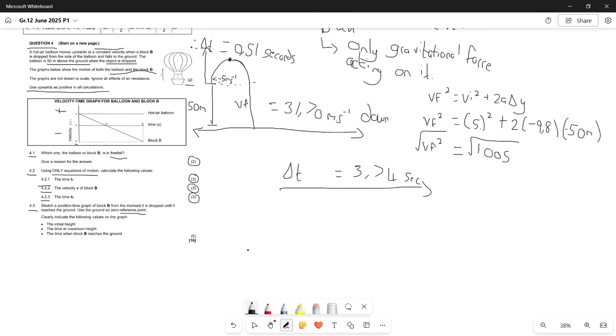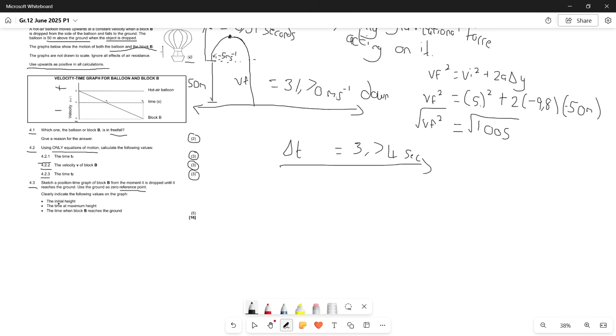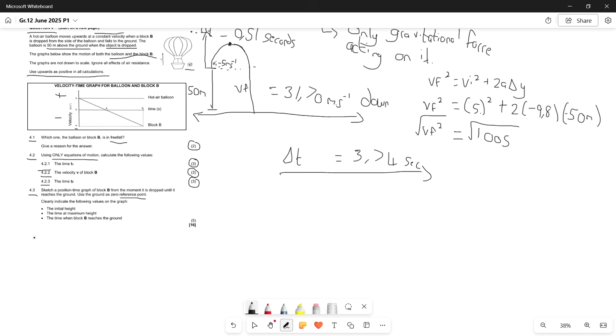Clearly indicate the following values on the graph: the initial height, the time at maximum height, the time when block B reaches the ground. They always give these bullet points here, and these bullet points are always the exact same things that we worked out here. We never have to calculate anything further when we do a sketch. It is always the values that we calculated previously, and then we just plot it accordingly.